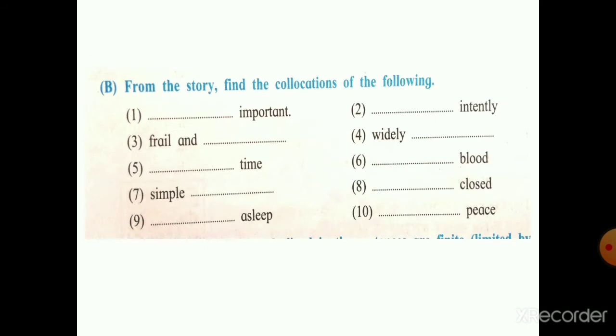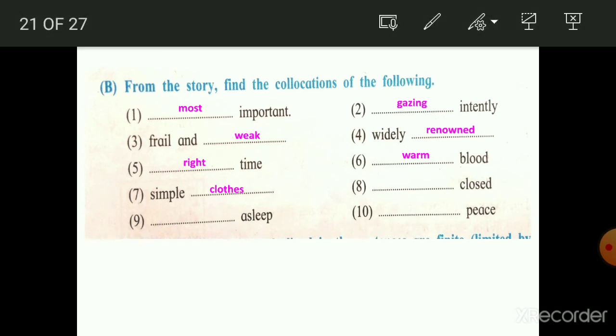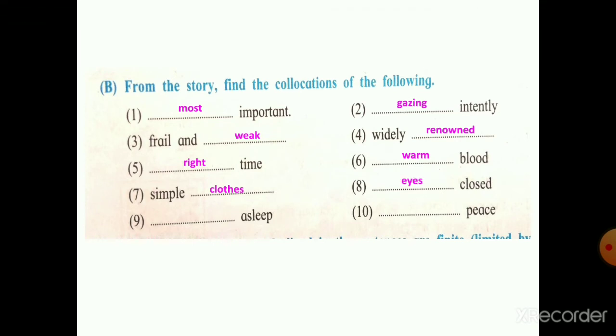Then what we have to find out in this question is the collocations of the given words. So the first word is important, its collocation is most important. We have to find out from the lesson. Then gazing intently, then frail and weak, then widely renowned, then right time, then warm blood, then simple clothes, then eyes closed, then fell asleep, and the last one is made peace.